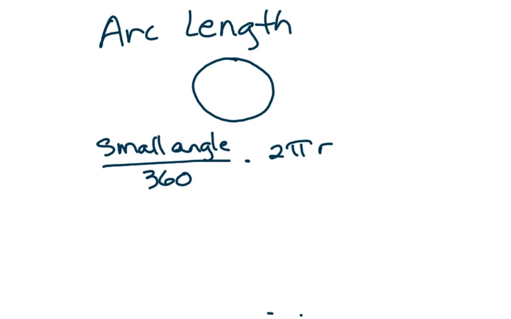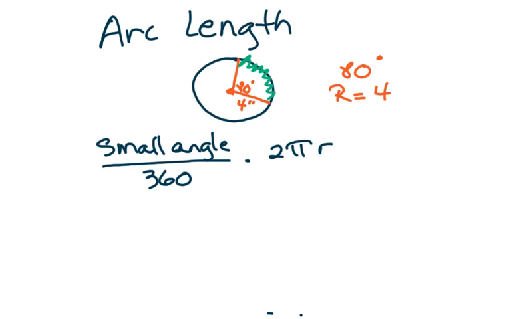So let's say I have a circle with a center here, and let's call this an 80-degree angle. Let me write that over here so you can see it better. All right, that's an 80-degree angle. And let's call this a 4-inch radius. So the radius is 4, and the little small angle is 80. Let's say we want to find this arc length. This is an arc length.